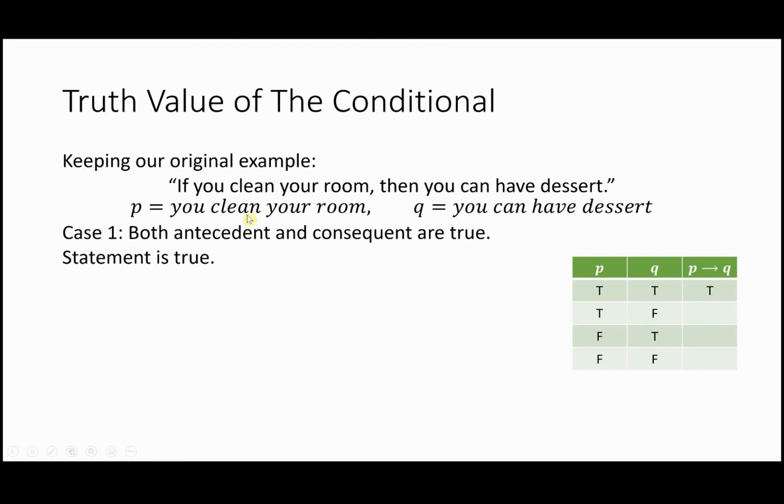But hopefully it was easy to illustrate why we think it would be true by the feeling we got with this specific example. I cleaned my room and then I got to have dessert afterwards. Both of those components were true. Okay, now take case 2. Antecedent is true, consequent is false. That's associated with the second row.